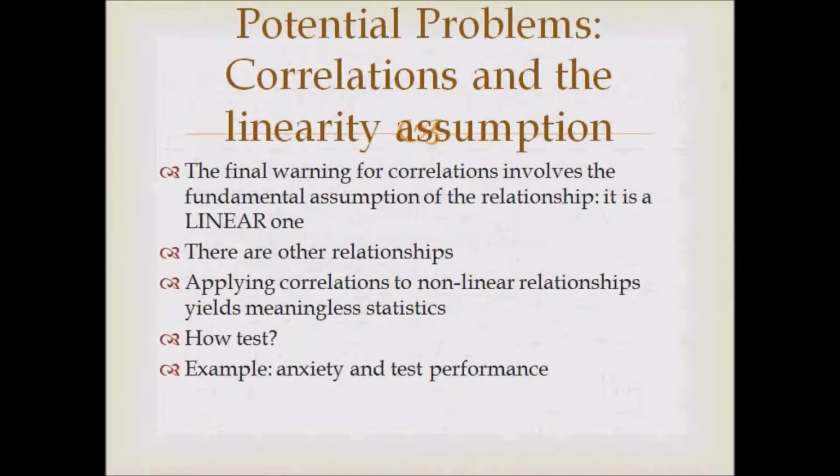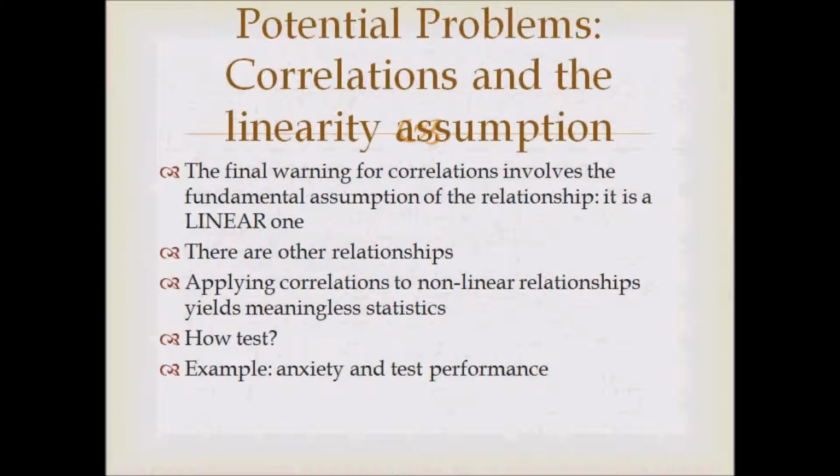And lastly, but probably most importantly, is the assumption of linearity. Okay, we want to make sure that the Pearson correlation has a linear relationship between our two variables. There are other types of correlation coefficients that can be applied to curvilinear relationships. However, that wouldn't be the Pearson. So, for example, anxiety and test performance shows a normal curve, a normal bell curve.